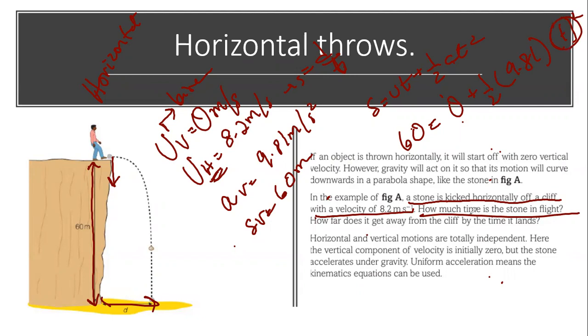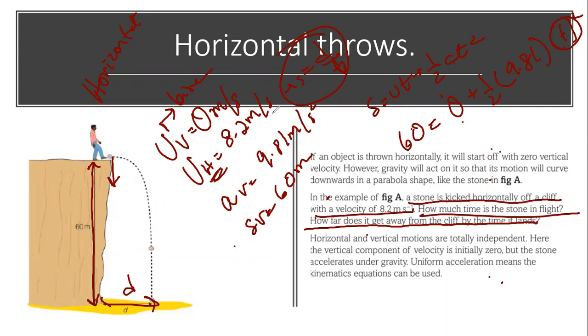The second part of the question is how far does it get away from the cliff by the time it lands? So they're asking you to find the distance. This is the horizontal distance, so you need to use the horizontal velocity. The formula is simple: speed equals distance upon time. Time you have calculated already. The speed is given to you as 8.2, so you can go ahead and find out what the distance is.